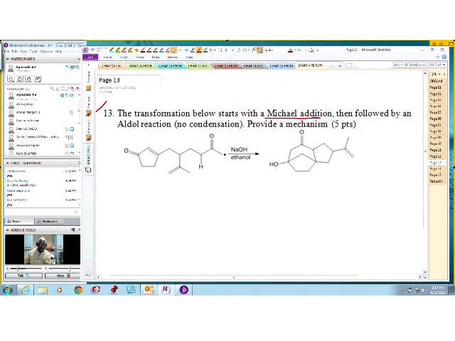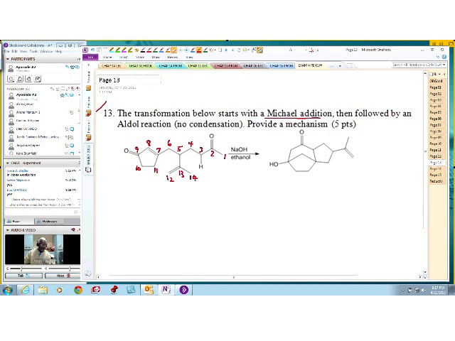Let us say this is carbon 1. That's a methyl group. Carbon 2. Carbon 3. Carbon 4. Carbon 5. Carbon 6. Carbon 7. Carbon 8. Carbon 9. Carbon 10. 11. Let us call this 12. Let's call this 13. Let's call this methyl here 14.